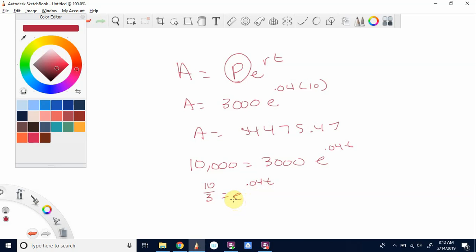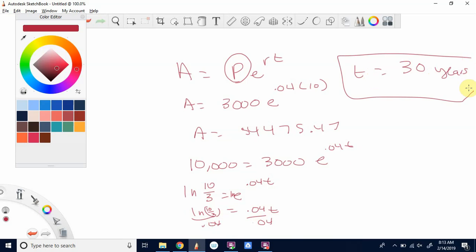So then what are you going to do? You're going to take the natural log of both sides, right? So natural log of this, natural log of that. When you take the natural log of the right side, you end up with 0.04t equals the natural log of 10 over 3. Remember, that's the whole thing is your argument, not your base. And then you just divide by 0.04, and you get t is approximately 30 years.